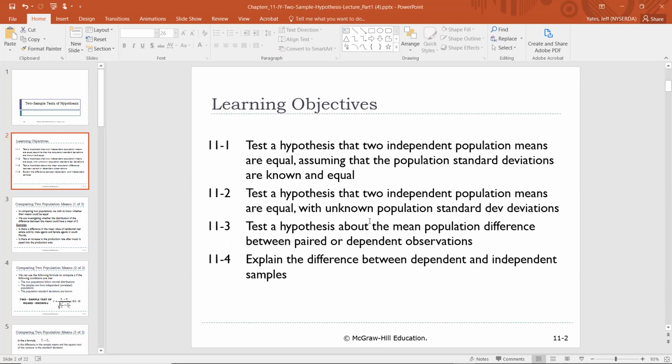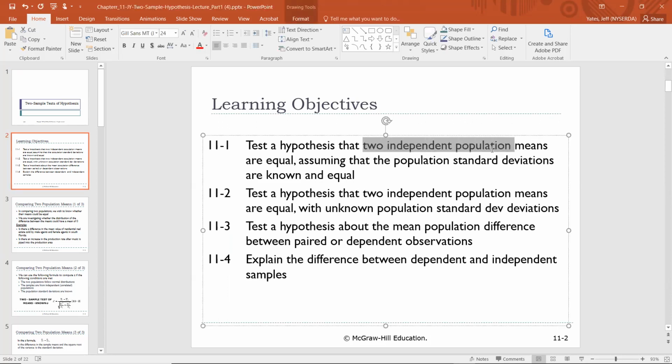So in the two sample hypothesis testing, we're looking at two independent populations. So we're testing to see if these are independent population means, meaning there's no interaction between the two. That's really what we're hoping for. That way we get a good feel for whether the thing we're trying to test for is actually having an effect.